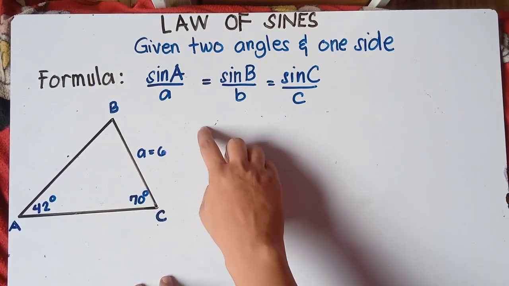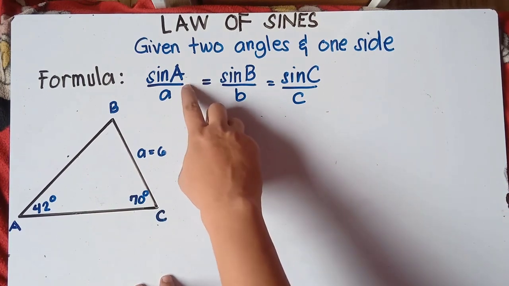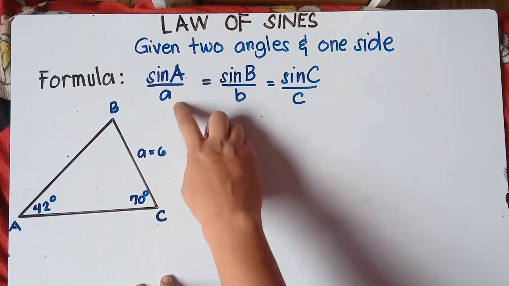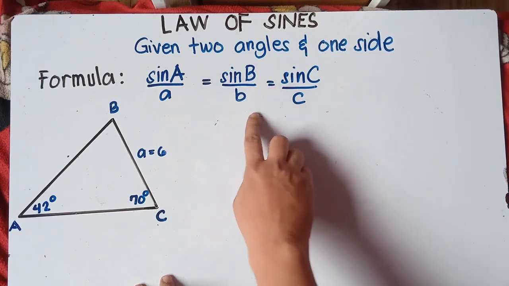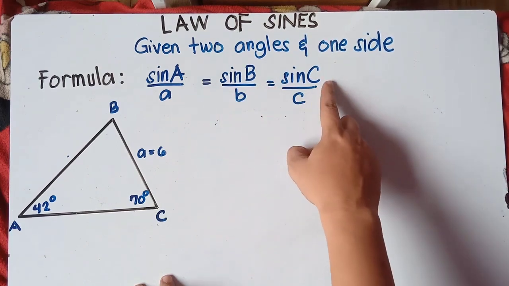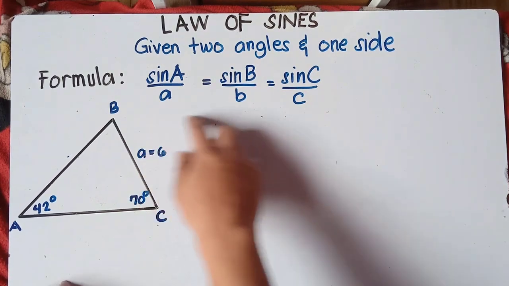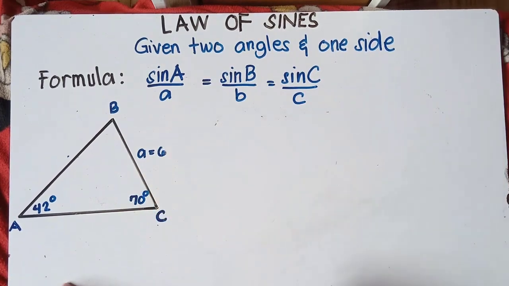So this will be our formula for the law of sines: sine A over a equals sine B over b equals sine C over c. Do not forget that capital A, B, and C are the angles. So this is the equation, the formula. We will be dealing with that later on. Now do not forget, class, the law of sines.